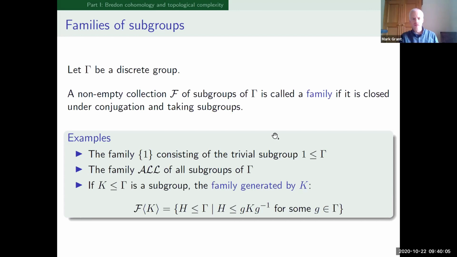Some useful or obvious examples of families of subgroups. You could take the family consisting just of the trivial subgroup, and that will be called the trivial family. You could take the family of all subgroups of your given group. That will be called curly all. And most interesting for us is that if you take K to be any subgroup of the group gamma, you can generate a family by taking all subgroups of conjugates of K, or equivalently conjugates of subgroups of K. And that will be called F angle brackets K, the family generated by K.